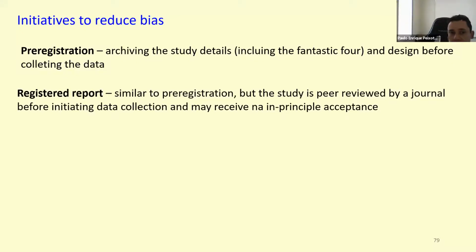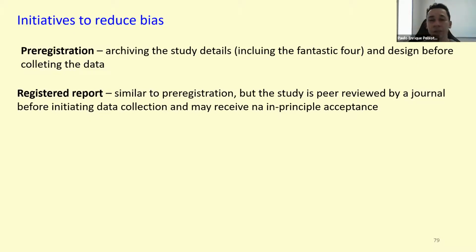pre-registration. But in a registered report, a journal may show an interest to your study. And basically, they may show an interest to your hypothesis, to the processes you want to investigate, and to your methods. So when you archive your introduction, your methods, it may go to a review. So the journal may send it to a reviewer, and if it is received positive comments, you may receive an in principle acceptance.